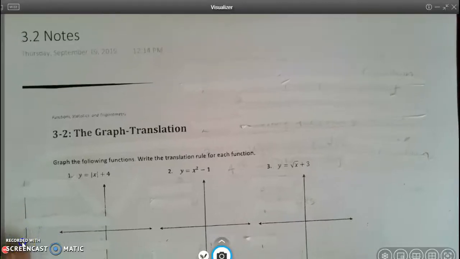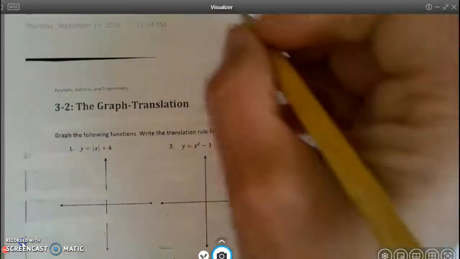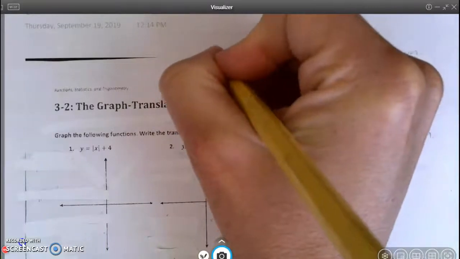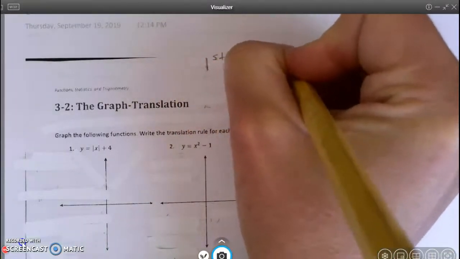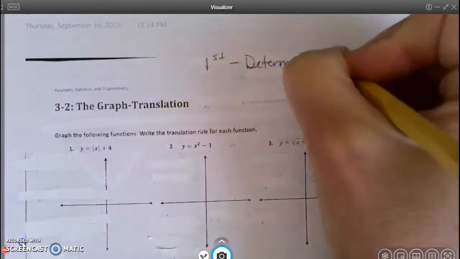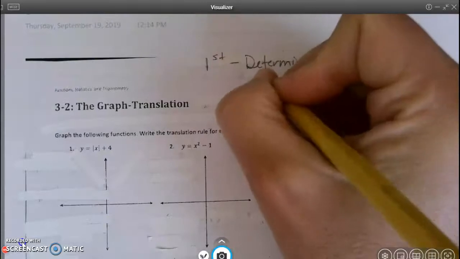So this is video number 1 for lesson 3.2, the graph translation theorem. Our instructions ask us to graph the following functions and write the translation rule for each function. Anytime you're asked to graph a function, the first thing you have to do is determine the parent function. That's going to always be our first step.